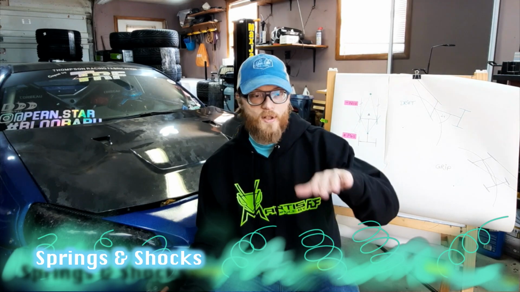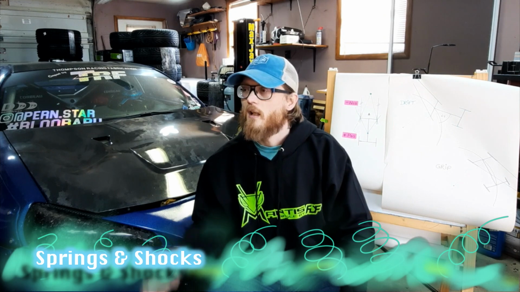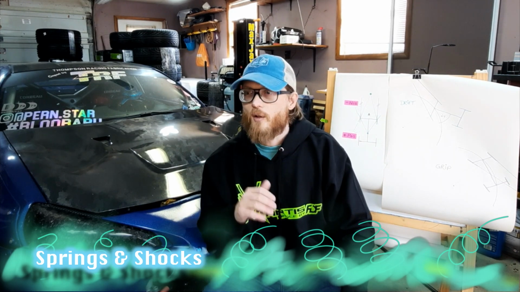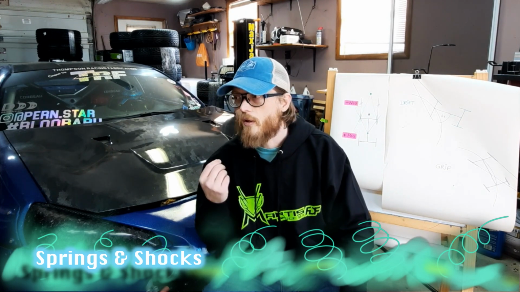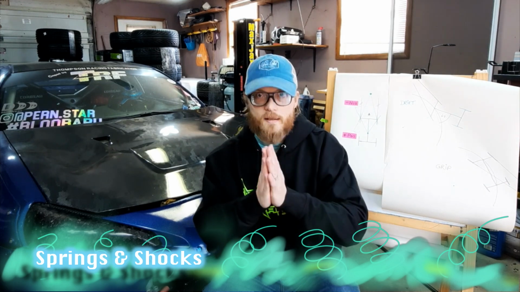A lot of grassroots drift events are at oval tracks. If you have transitions from like the bank into the infield and there are steps in there, and you have a car that's stiff as a board, those transitions are going to be unnecessarily hard for you to control. So in my opinion, coilovers, springs, shocks, whatever, stick to something that works for grip guys.